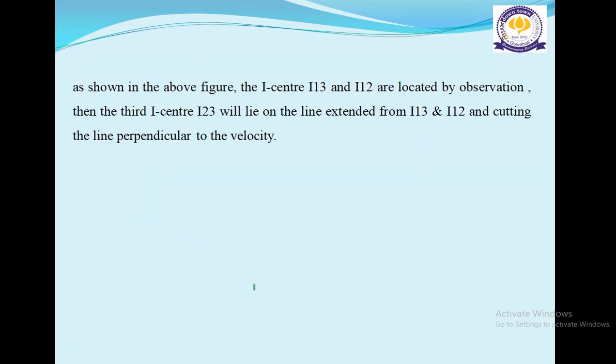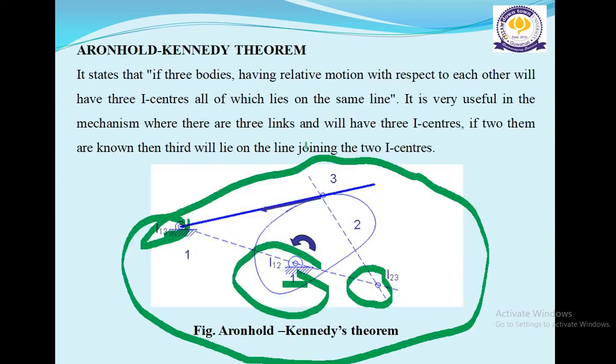Then the third I-center I23 will lie on the line extended from I13 and I12 and cutting the line perpendicular to the velocity. So I23 will lie on the extended line and the line cutting it at a point. The point where these two lines cut is known as the third I-center.